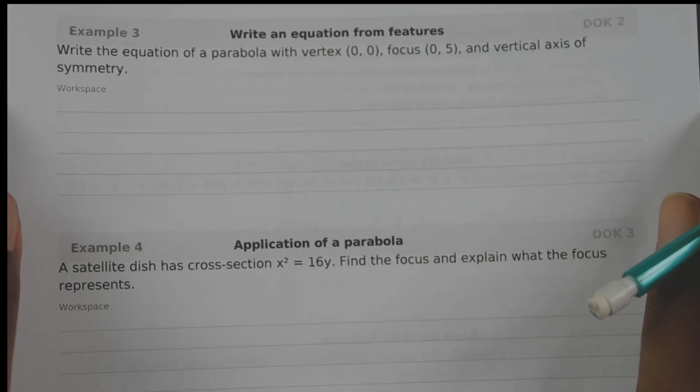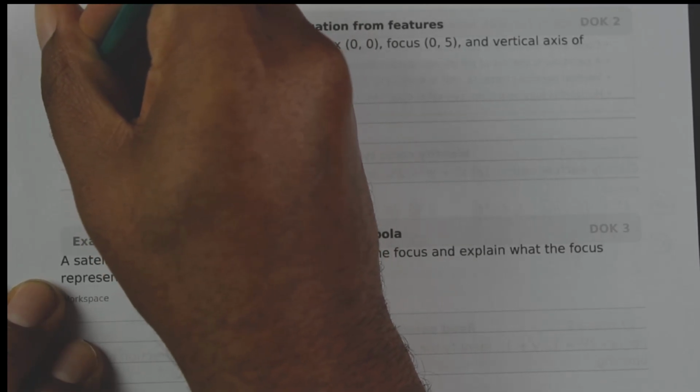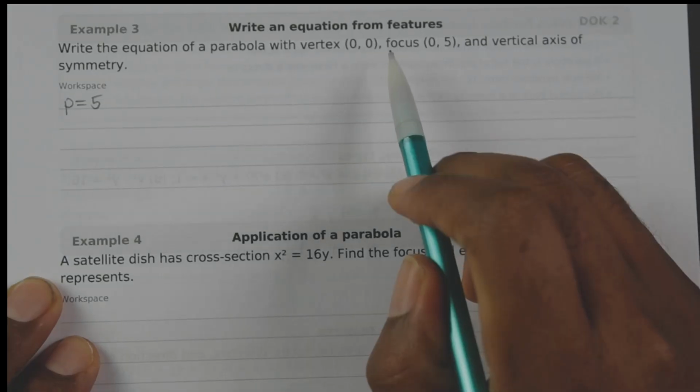Example number 3. Write the equation of a parabola with vertex 0, 0, focus 0, 5, and the vertical axis of symmetry. So the vertex is at the origin, and the focus is at 0, 5. Since the focus is above that vertex, the parabola is going to open upward, and the distance from the vertex to the focus is 5, right? So P is equal to 5, right? You see the change in y here?